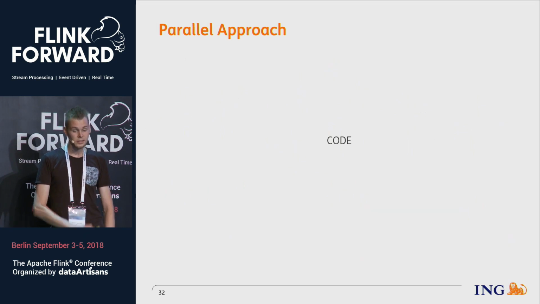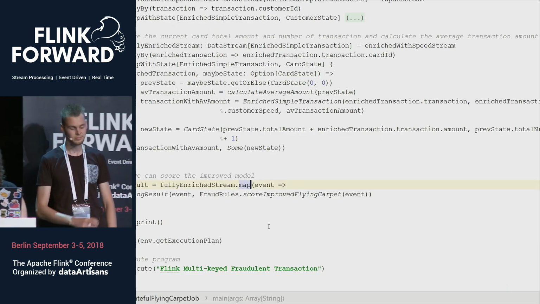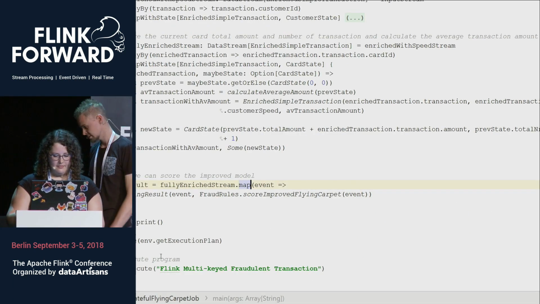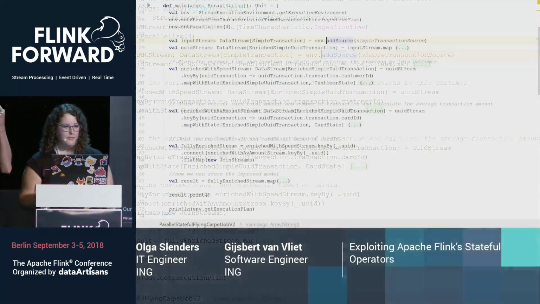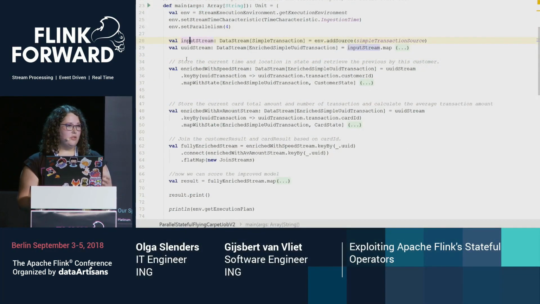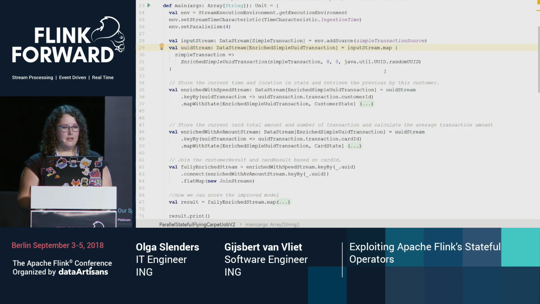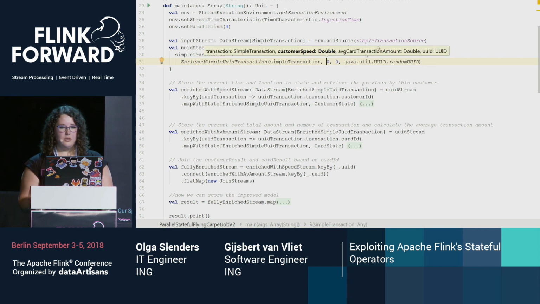Yeah, so let's look at how this job would look. Parallel job. Here it is. We still have the same input stream, and then we need to assign a unique identifier to it. We didn't go very deep here and just used the random Java unique identifier. Not very hard. We also have prepared the type of the event for our convenience, an enriched transaction, which has to have the customer speed, the customer, and the transaction amount of a card.